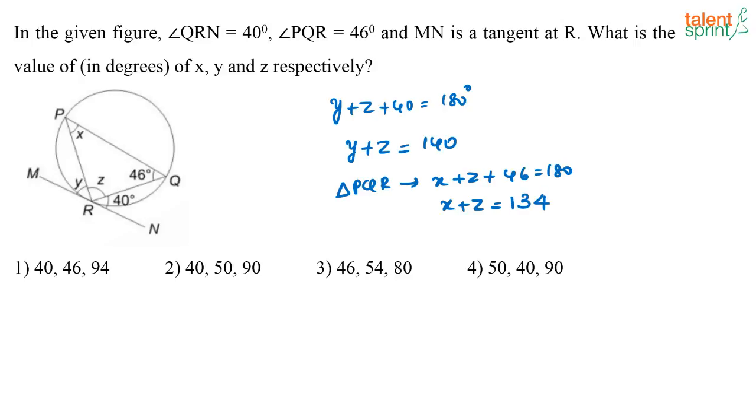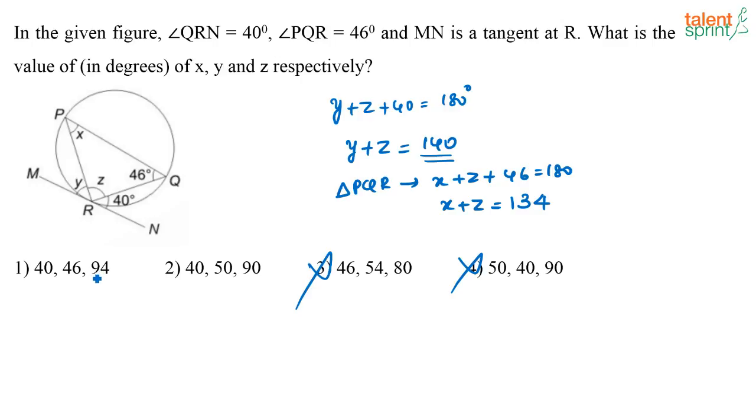Now the best thing to do here is, at this point, just check with the options, which of the options satisfy these conditions. See, you need Y plus Z to be equal to 140. So check with each option. 90 plus 50, it is 140. 80 plus 54, not 140, so this option is eliminated. Again you have 90 plus 40, which is 130, eliminate this option. So you are left with two options here.